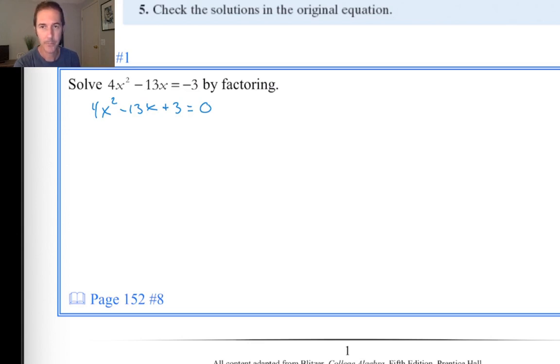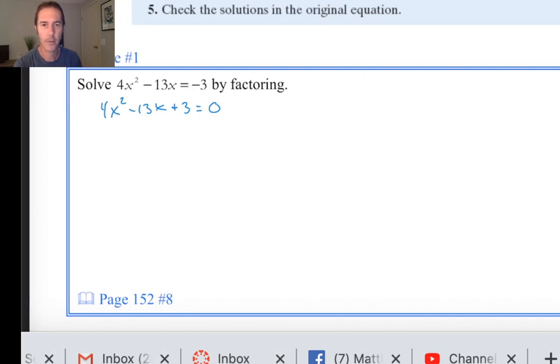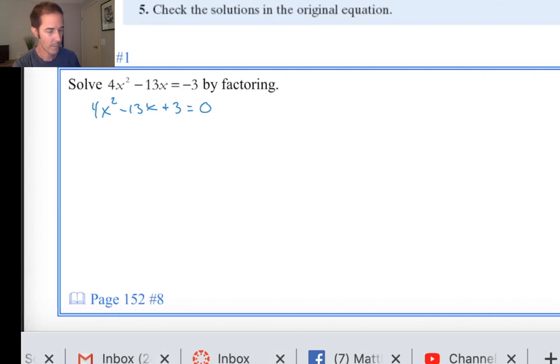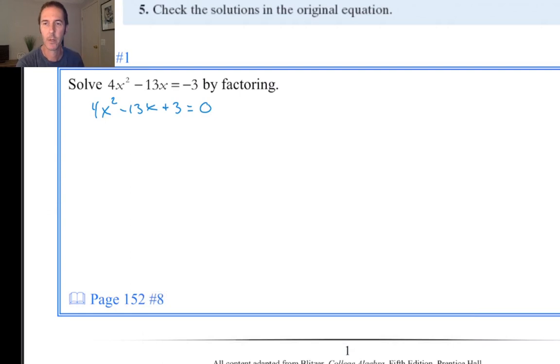There's a process called the AC method, which is a little bit labor intensive. However, if you're working with a quadratic equation like this, and it is factorable, then the AC method will take you to the correct answer every time, and in the same number of steps consistently. So let's try the AC method.